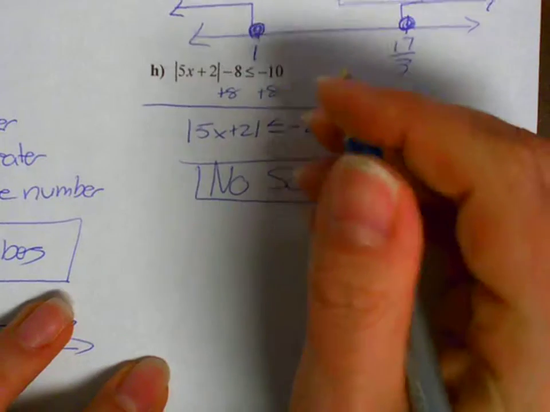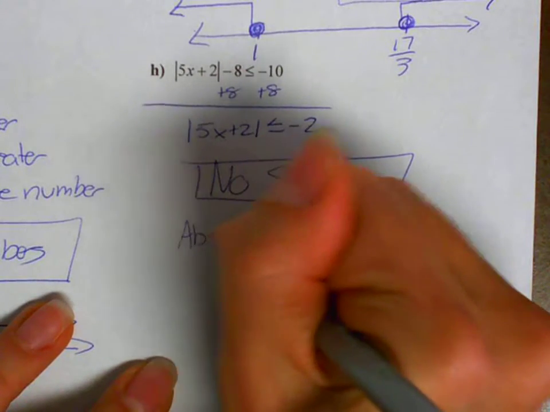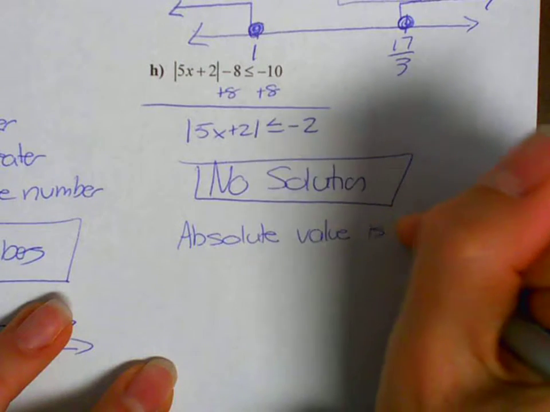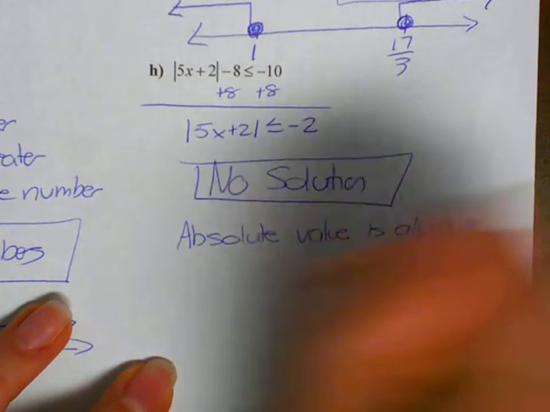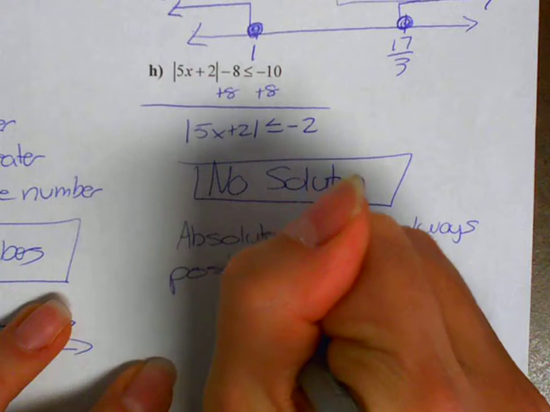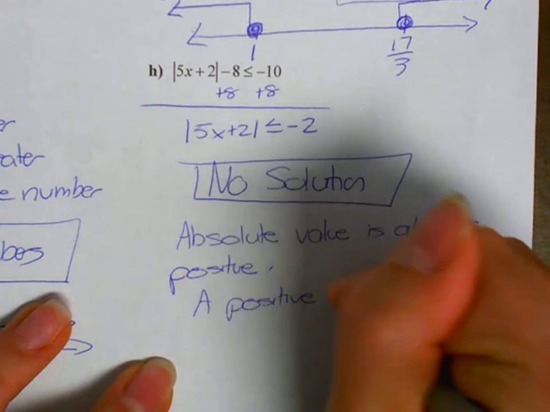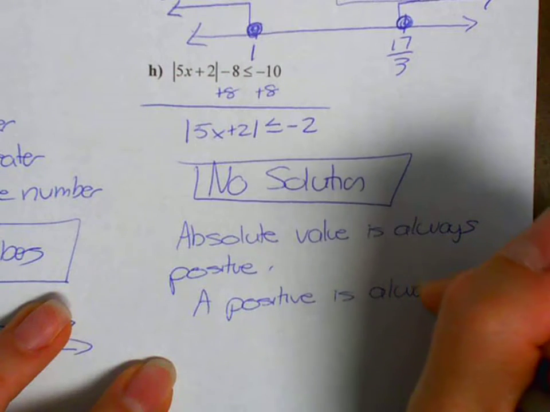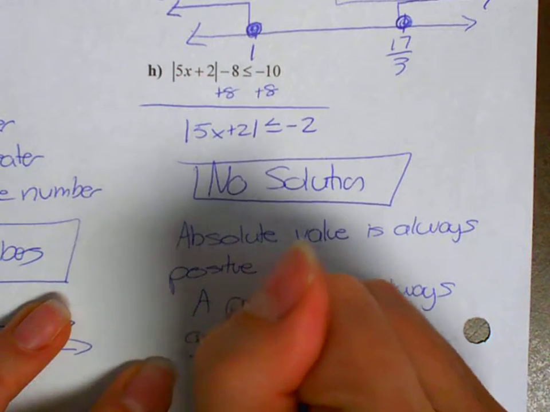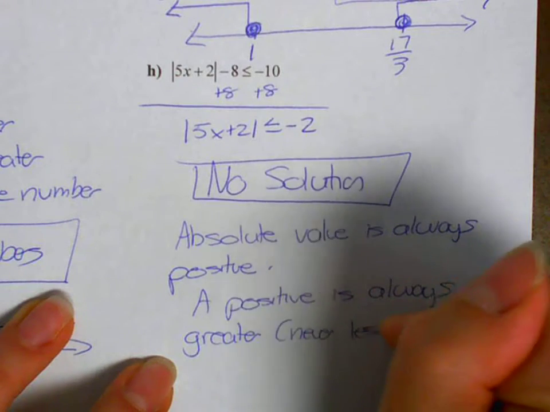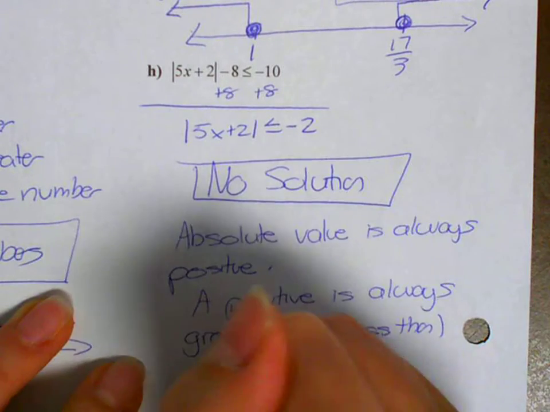And again, that's because absolute value is always positive, and a positive number is always greater. In other words, it's never less than a negative number.